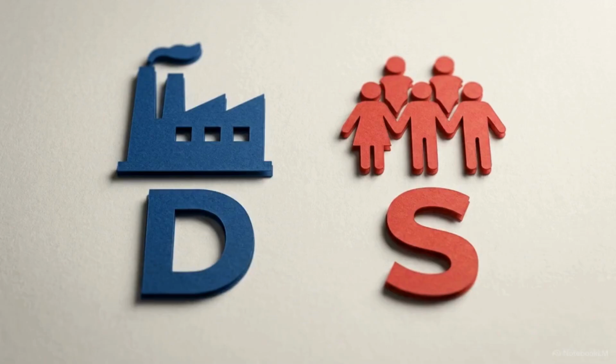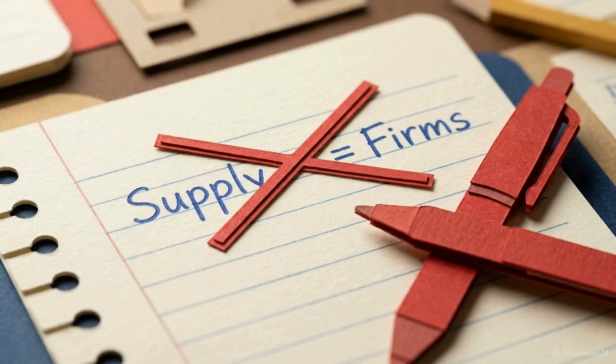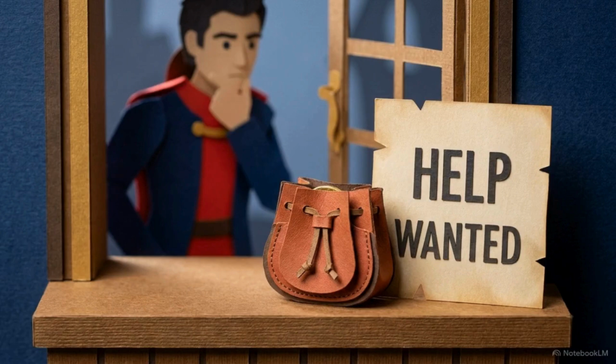For your exams, remember this. The firms are the ones demanding labor, and the workers are the ones supplying it. Confusing the two is the most common mistake students make. Wages represent the specific point where the employer's need for help and the worker's availability reach a state of balance.